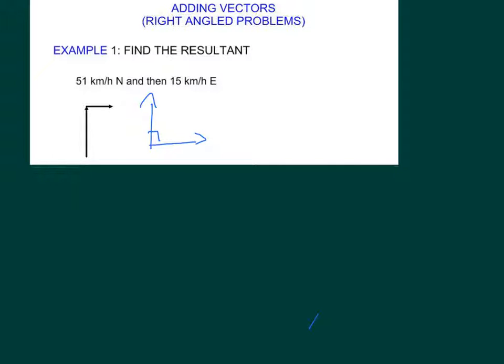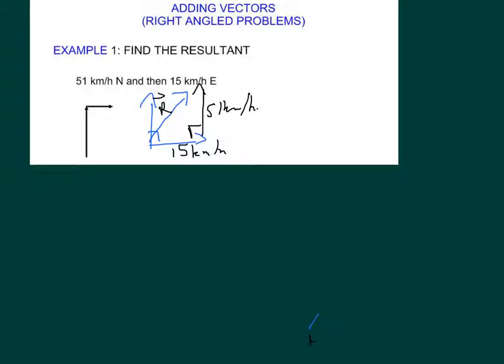And what we're going to do here is use the parallelogram law to find the resultant. The resultant is going to be something in between these two vectors. And the best way for us to solve for it is for us to draw the 51 kilometer an hour vector over here to make a right angle triangle between the 15 kilometer an hour vector and the 51 kilometer an hour vector.